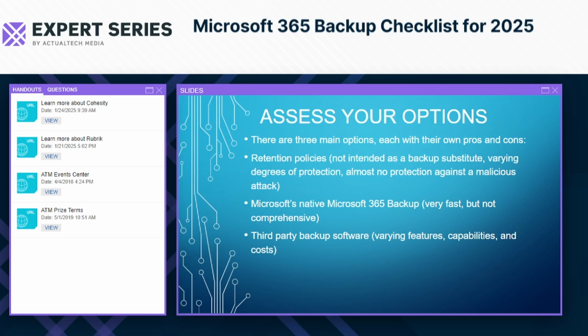So the next thing that I want to talk about is assessing your backup options. Now, this is super basic, but when it comes to backing up Microsoft 365, you have three main options, and you can also use a combination of these options. The first option is to rely on retention policies. Now, retention policies are mechanisms that are natively built into the Microsoft 365 ecosystem, and their job is to give you an easy way of recovering data should it be accidentally deleted.